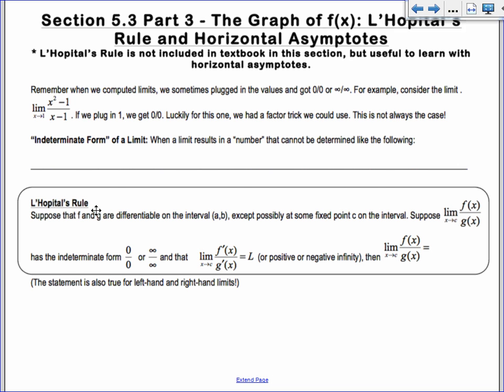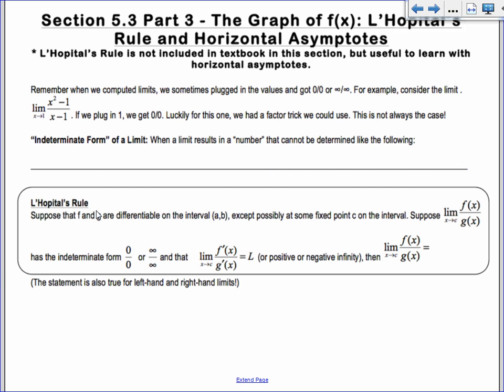Remember when we computed limits, we sometimes plugged in values, and you would get 0 over 0 or infinity over infinity, and you'd wonder what the answer is. Then you had to do some kind of factoring trick to find the limit. If I have the limit as x goes to 1 of x squared minus 1 over x minus 1, if I plug in 1, I get 0 over 0. So I can use L'Hopital's rule.